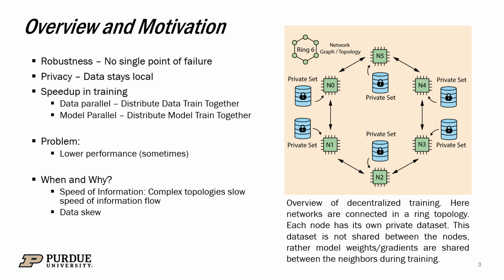While there are many advantages, there are some disadvantages or problems with decentralized learning. Primarily, it's due to lower performance under certain conditions. One such condition being dataset skew that we discussed. The other reason being the connectivity of the nodes. Less connected topologies lead to slow speed of information travel and hence reduced performance of the global consensus model.